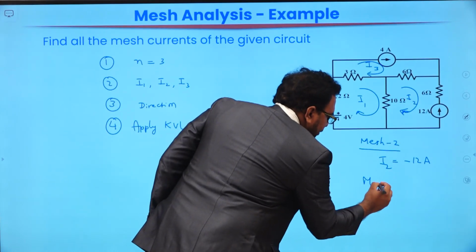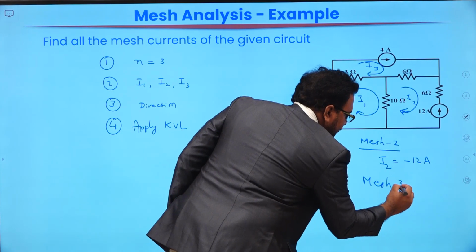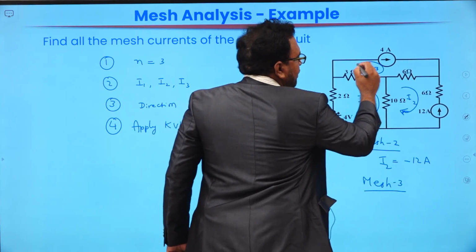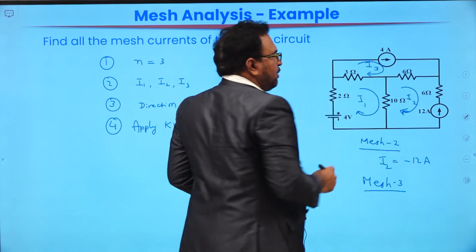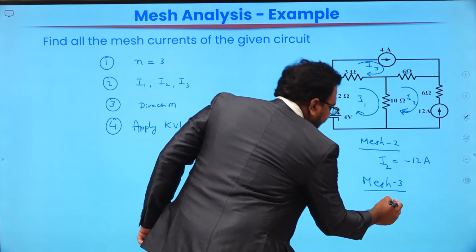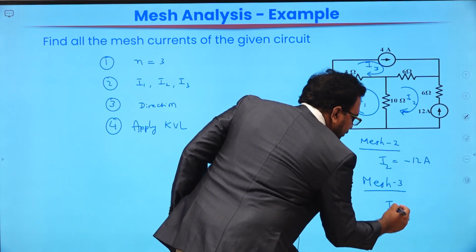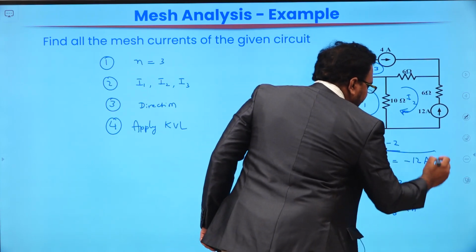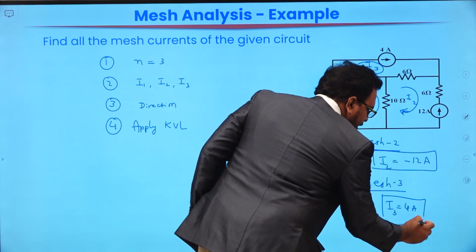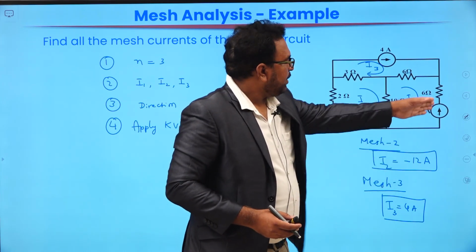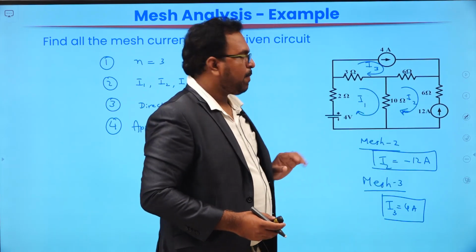Similarly, in case of mesh 3, I3 is flowing clockwise. That means I3 is flowing in the same direction as that of the 4 ampere source. Then you can take directly I3 is equal to 4 amperes. Okay. So without applying KVL, already we got the two mesh current values, I2 and I3. So that is the advantage of having current sources.